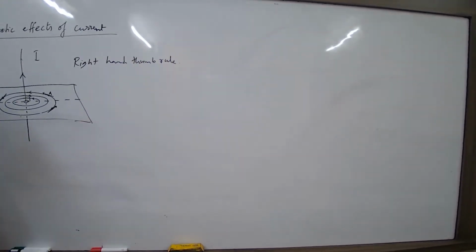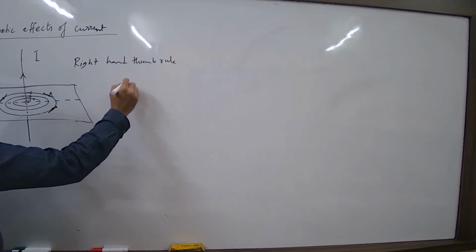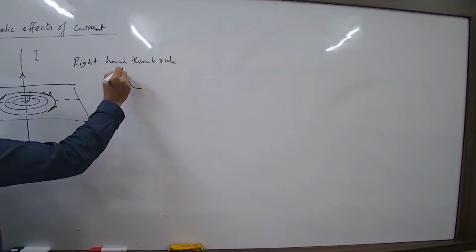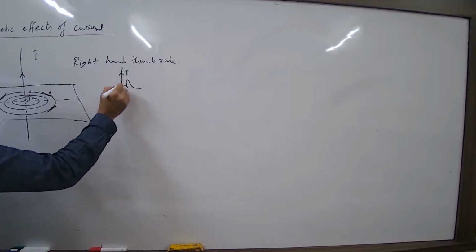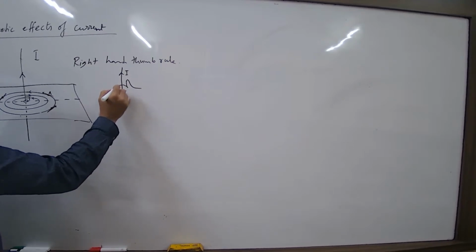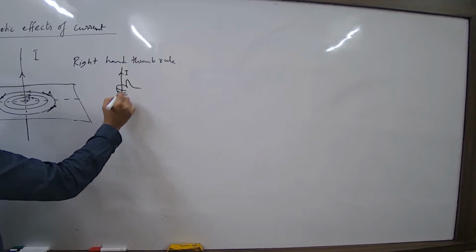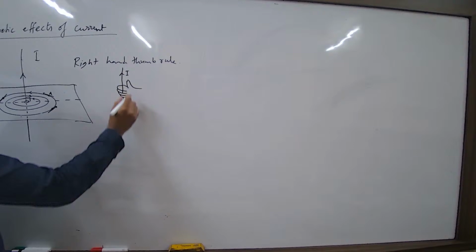So in the last class, many of you were absent. So this is the right hand thumb rule. What is the right hand thumb rule? The right hand thumb rule is: when the thumb is in the direction of current and the fingers are curled around the wire.